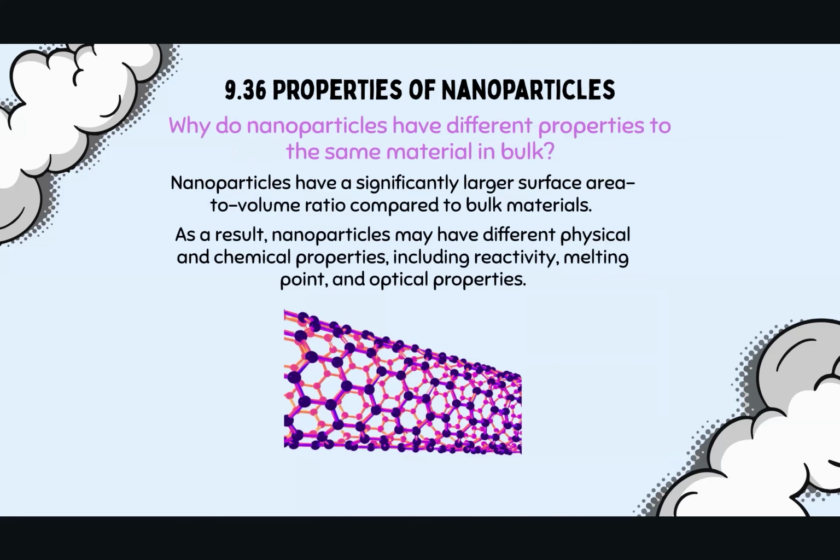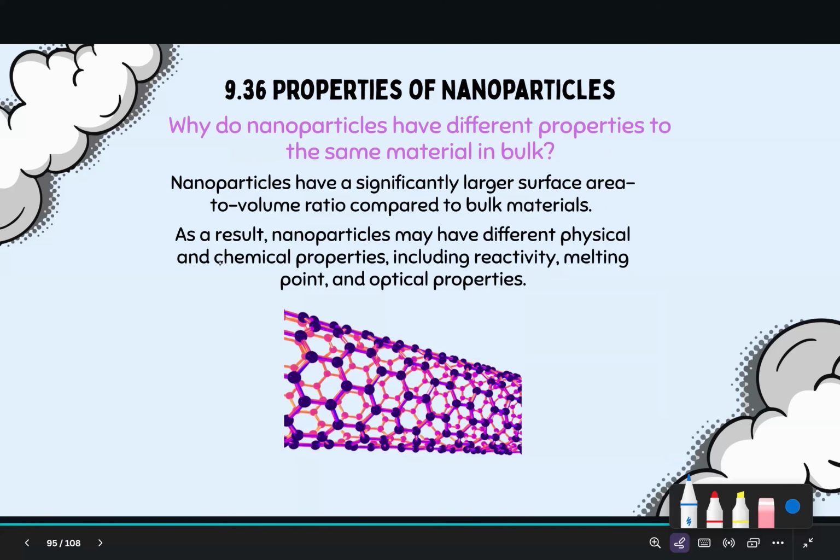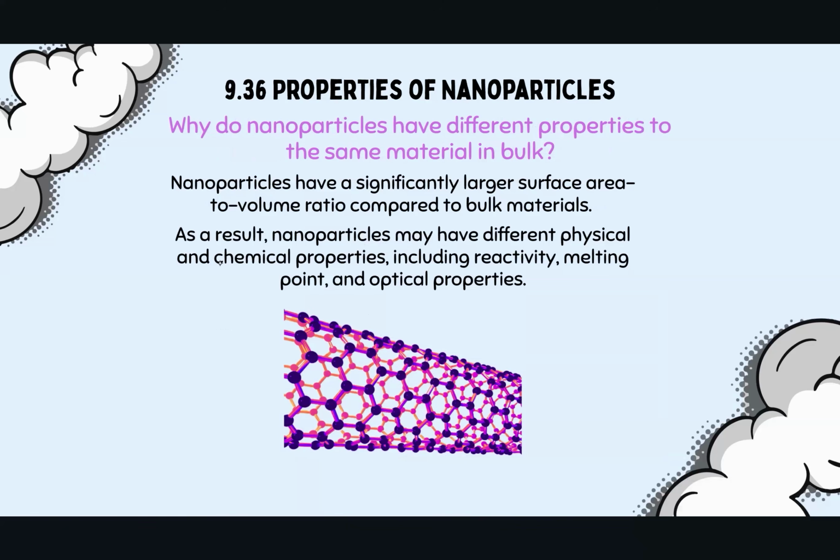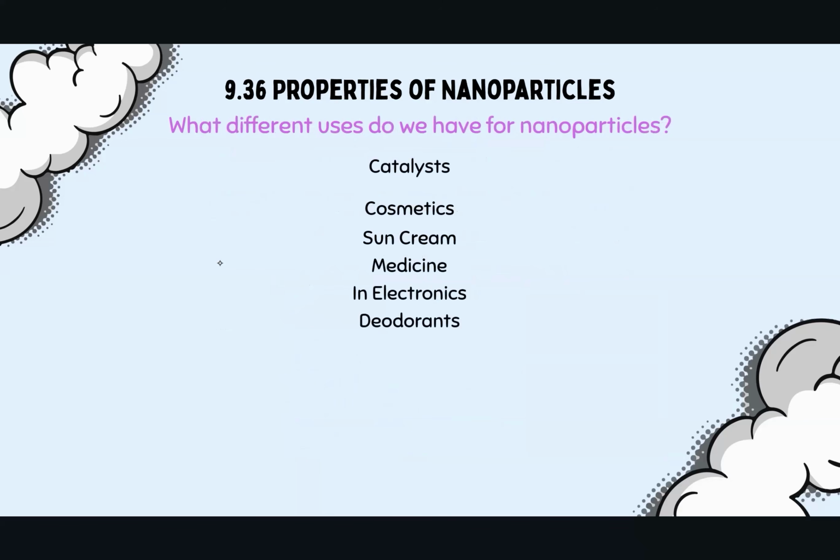So why do nanoparticles have different properties to the same material in bulk? A big part of that is because they've got larger surface area to volume ratios compared to the bulk material. And because of that, nanoparticles have different physical and chemical properties, including how quickly they react, their melting points, the optical properties, everything is different. So that's why we can use nanoparticles as catalysts, in cosmetics, in sun cream, medicine, electronics, deodorants.